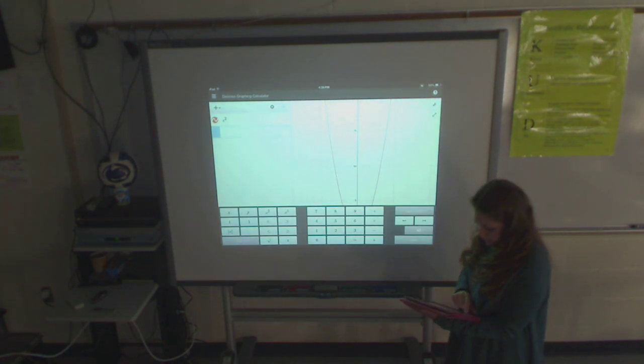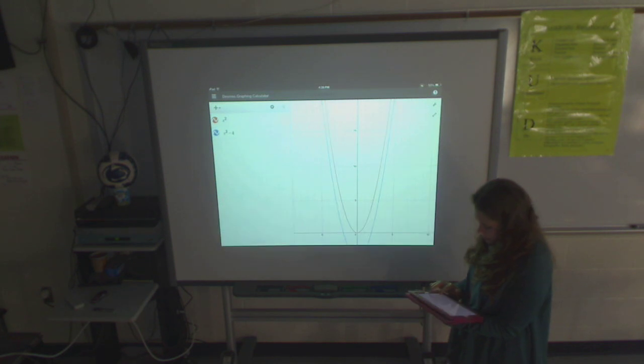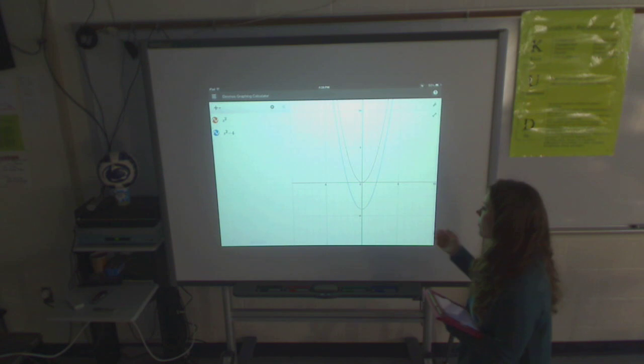We can expand our views on it too, but I also want to go ahead and graph the other one we found. So the other one we found was x squared minus 4. So when we look at that, that's exactly what we got in class.